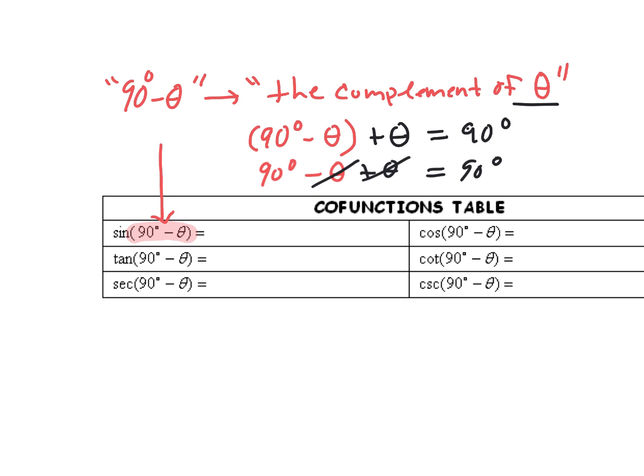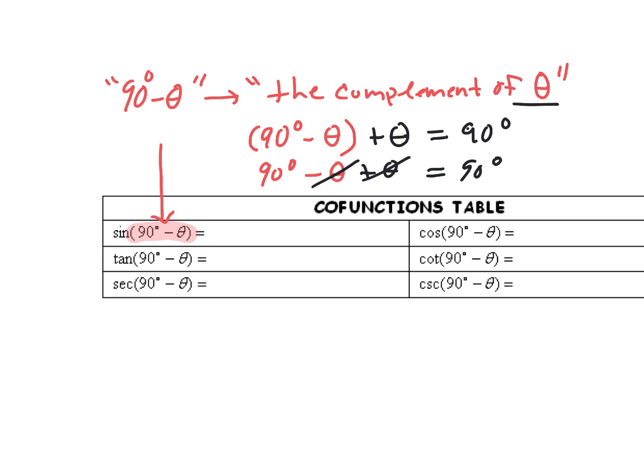Like, Lucas offered up 23 and 67. We talked about 80 and 10. We talked about 45 and 45. So how does a mathematician state that this works for all complementary angles? Well, they use some variable notation, and that's all this is. So all we're saying is that 90 minus theta is just the complement of theta.